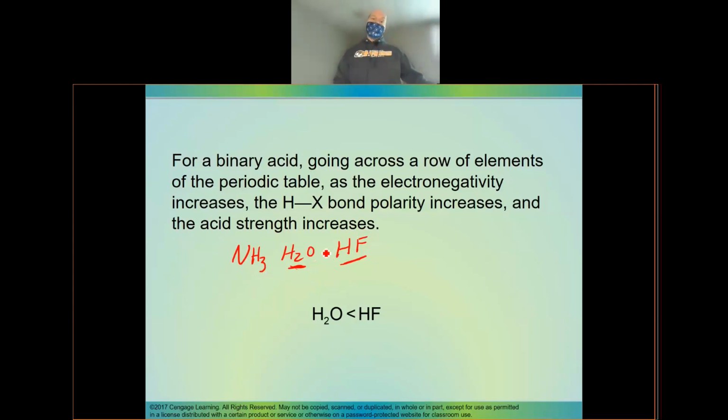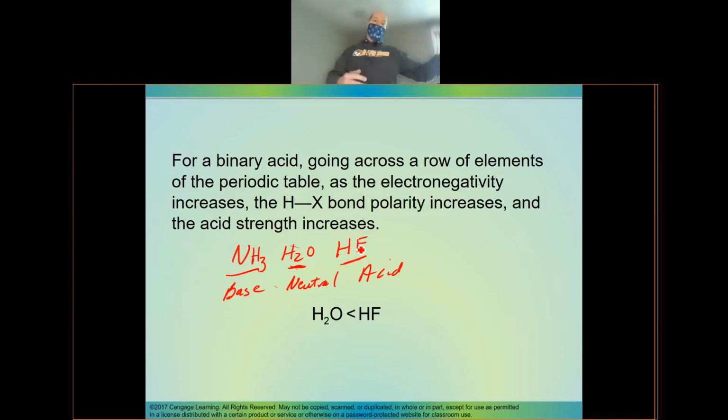The reason why we don't put the H's in front is because ammonia is not an acid. It's a base. So ammonia is a base, water is neutral, and HF is an acid. And so that's the trend on a row. As you go from left to right, from nitrogen to oxygen to fluorine, you're going to get more acidic.